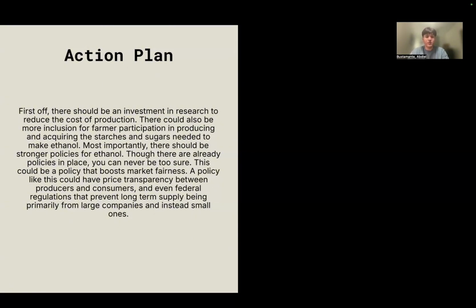This could be a policy that boosts market fairness. A policy like this could have price transparency between producers and consumers so they know that they're not overspending, and even federal regulations that prevent long-term supply being primarily from large companies and instead small ones, since the current producers of fuel ethanol are large corporations that are deeply rooted in the oil industry.